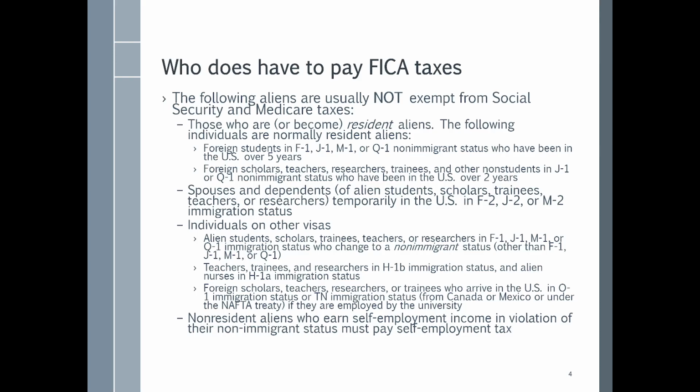If you have a different type of a visa, such as an H-1B visa, you will also have to pay those taxes, even if you are a non-resident alien. And then finally, if you are a non-resident alien and say you're on an F1 visa, but you earn income in violation of your immigrant status, you must pay employment tax. So if you are not authorized for employment, but you still have employment income, you would have to pay those FICA taxes.